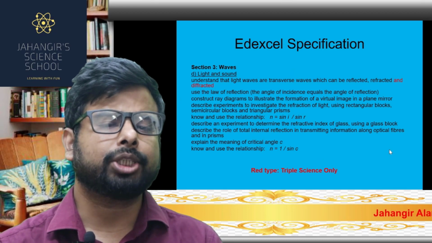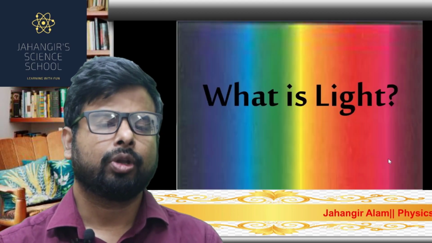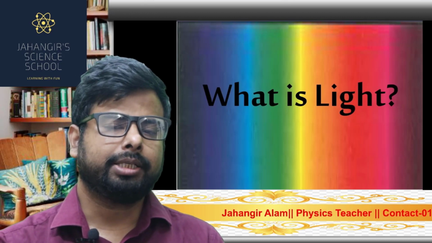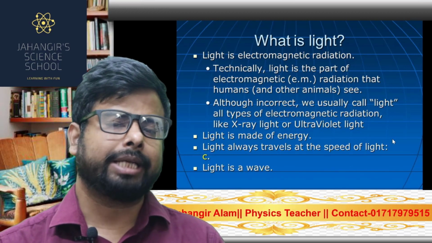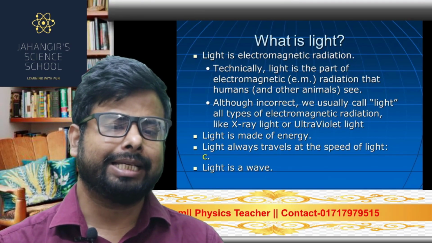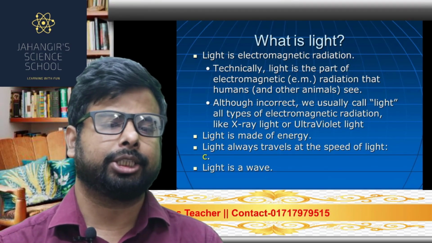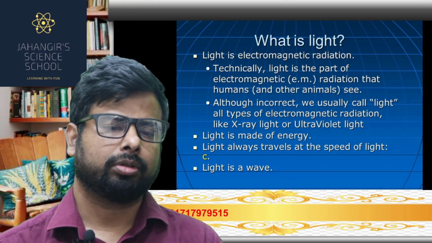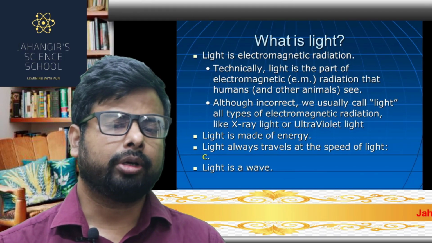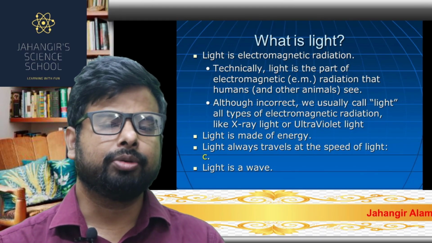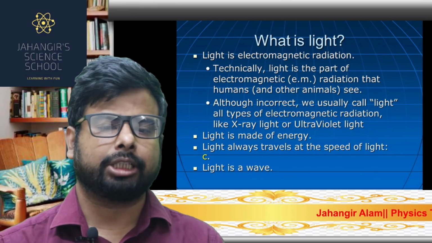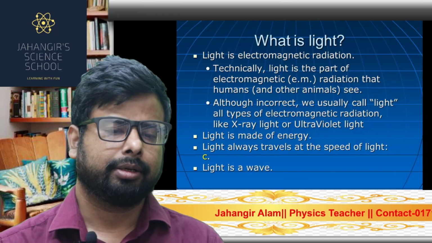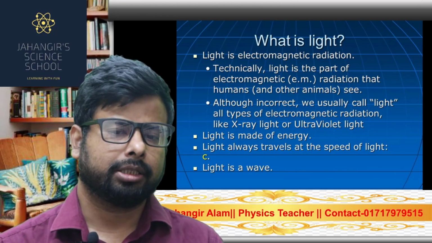Edexcel specification for this chapter. First, we have to learn about what is light. Light is an electromagnetic radiation. Technically, light is the part of electromagnetic radiation that humans and other animals see. Although incorrect, we usually call all types of electromagnetic radiation light, like X-ray light, ultraviolet light, but it is incorrect.